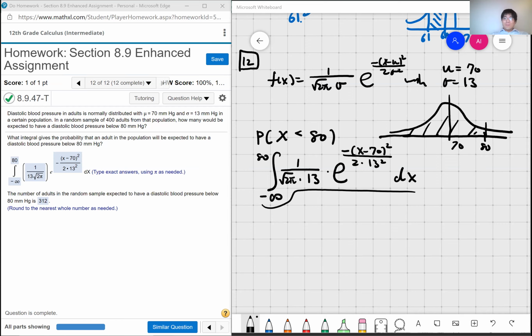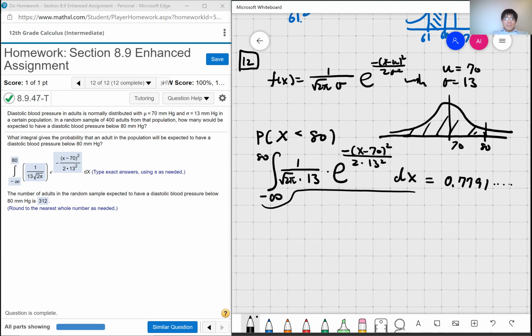And A is negative infinity, which I just put as negative 1000. And B is 80. And what I get is 77.9%, so this is equal to 0.7791 something. Okay, so that's a probability.